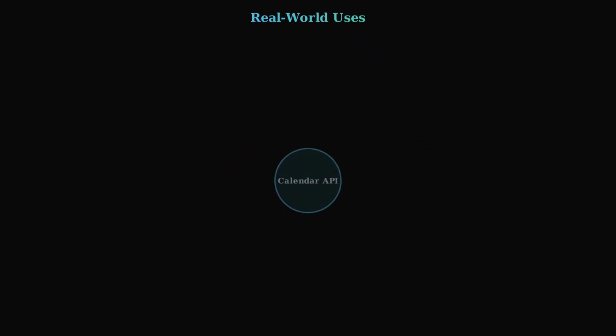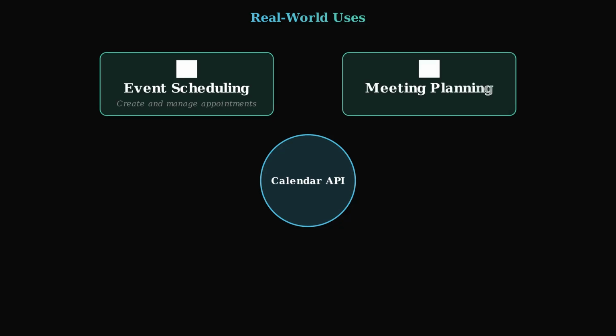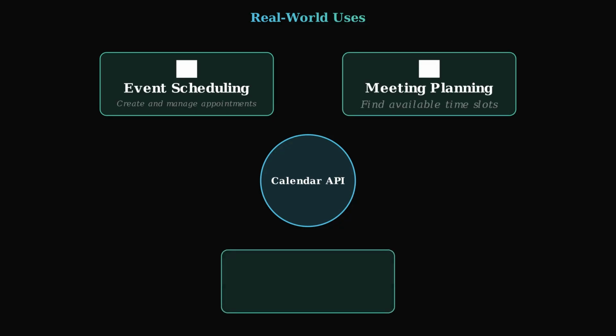How is Calendar API used in the real world? Event scheduling, create and manage appointments, meeting planning, find available time slots, reminder systems. Set up notifications for events. Calendar API powers all these applications. Let's see the problem it solves.